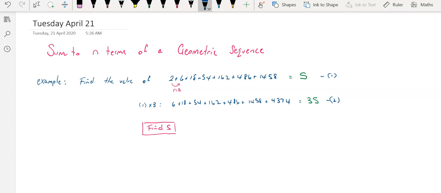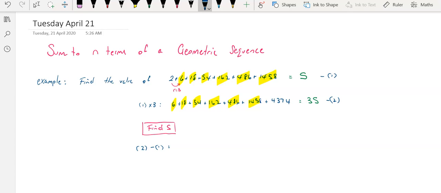Now, how? Let's have a look at my terms here. I've got 6 and 6, I've got 18 and 18. So if I do a subtraction, all my terms will disappear, will be eliminated, except the last term of my 3S and the first term of my S. So let's try that out, see how we go. So what we'll do is take equation 2 and subtract equation 1. Let's see what we end up with.